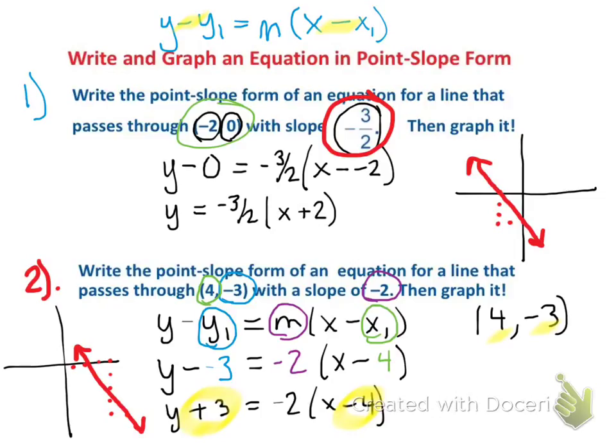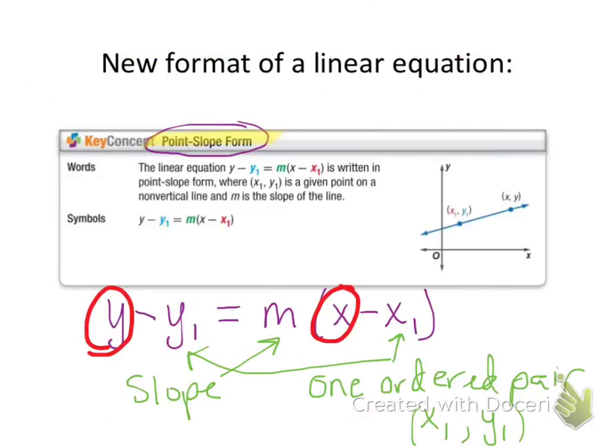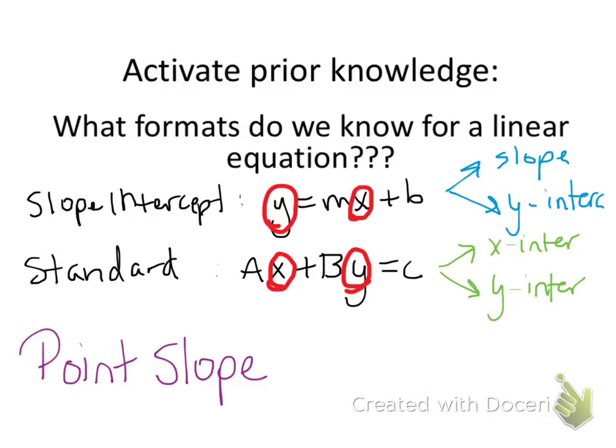Alright, so let's see if we can dive into this a little bit deeper. You might be thinking, why do we need another form? Well, let's go back to the different formats that we have. We've got slope-intercept, standard, and point slope, and we can record that one in here now.